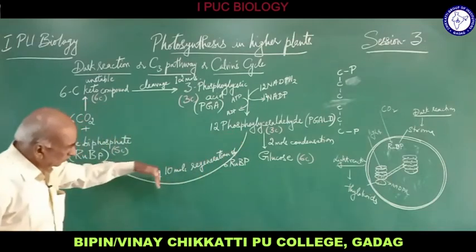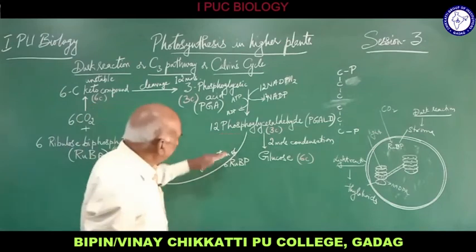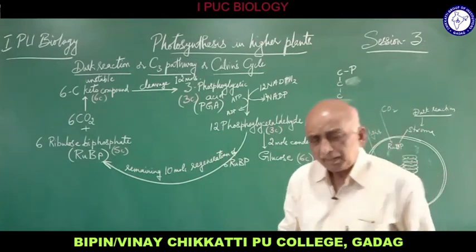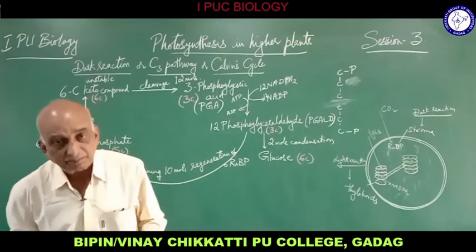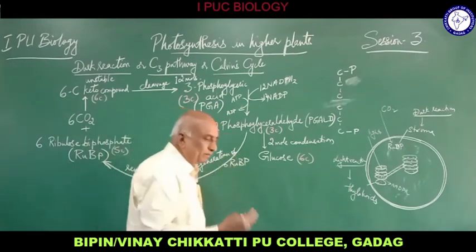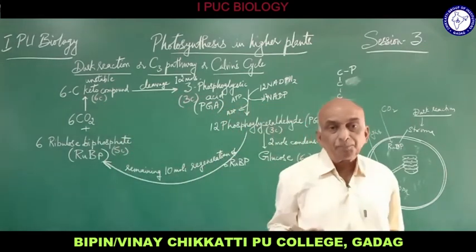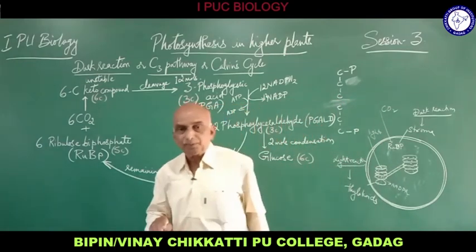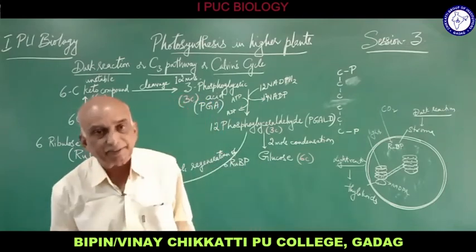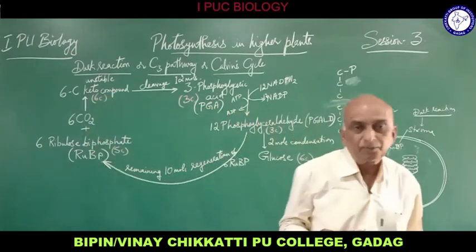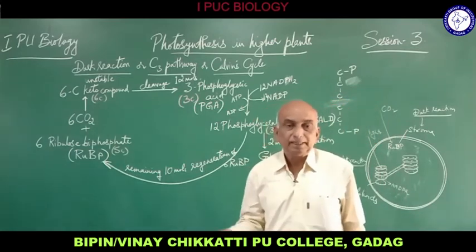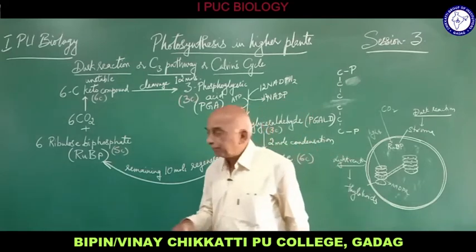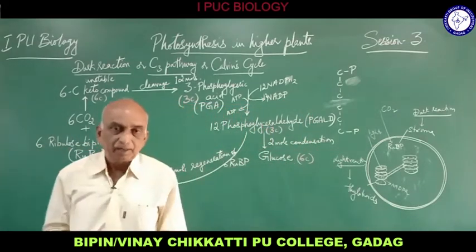Again there are steps here. Now 10 PGALD will not directly form RuBP. There are different intermediate compounds formed. So 10 PGALD will combine to form pseudoheptulose phosphate. Then pseudoheptulose phosphate forms erythrose phosphate. Then erythrose phosphate forms xylulose phosphate. Then xylulose phosphate forms ribose phosphate. Then ribose phosphate will form ribulose phosphate, ribulose bisphosphate.